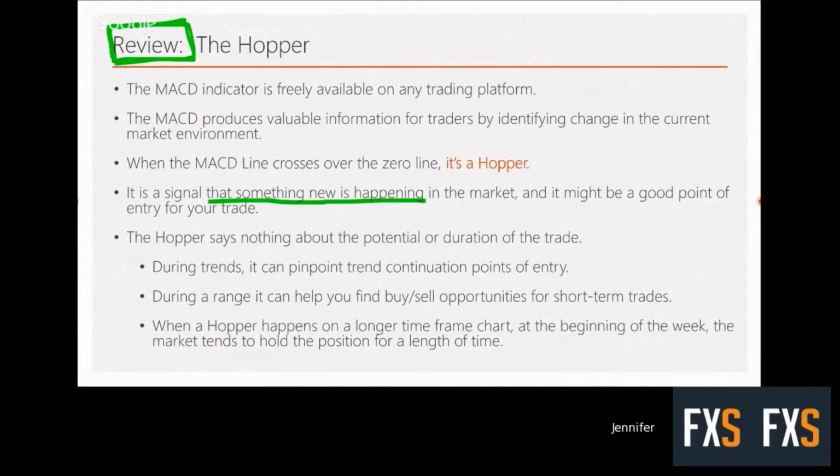for your trade. The hopper says nothing about the potential or duration of the trade, right? Doesn't tell me that this trade has any potential at all. It just tells me something's happening right now that might be a good timing for you. So during trends, it can pinpoint trend continuation points of entry. During a range, it can help you find buy or sell opportunities for short-term trades.